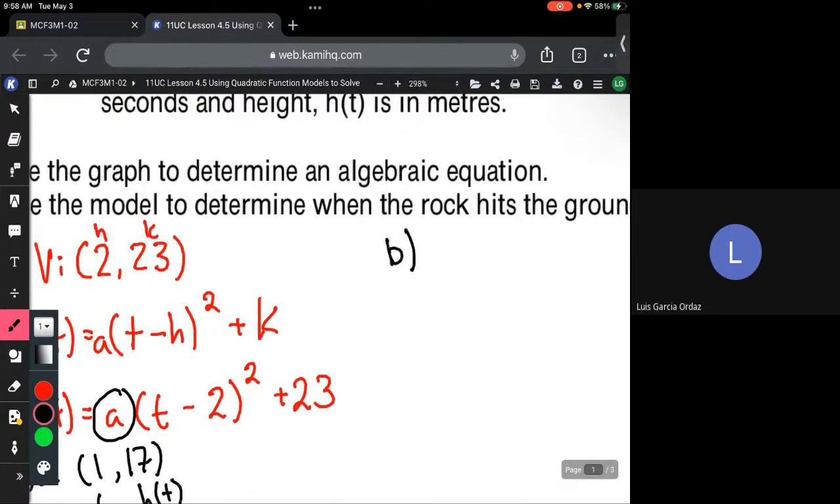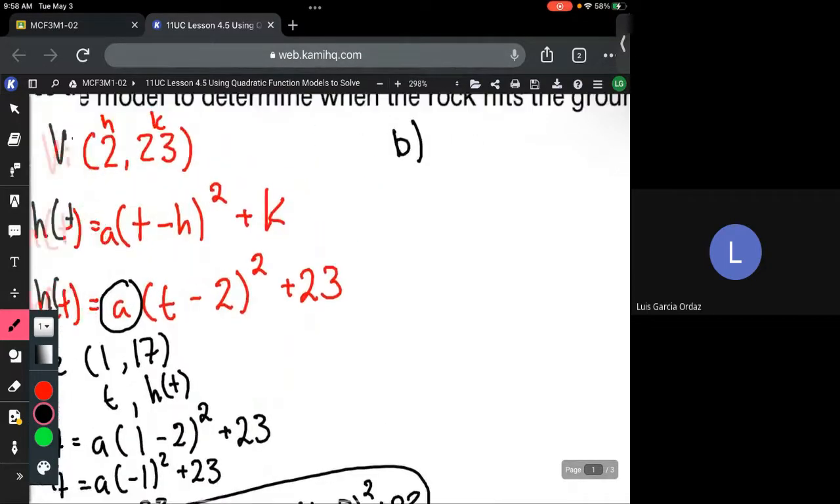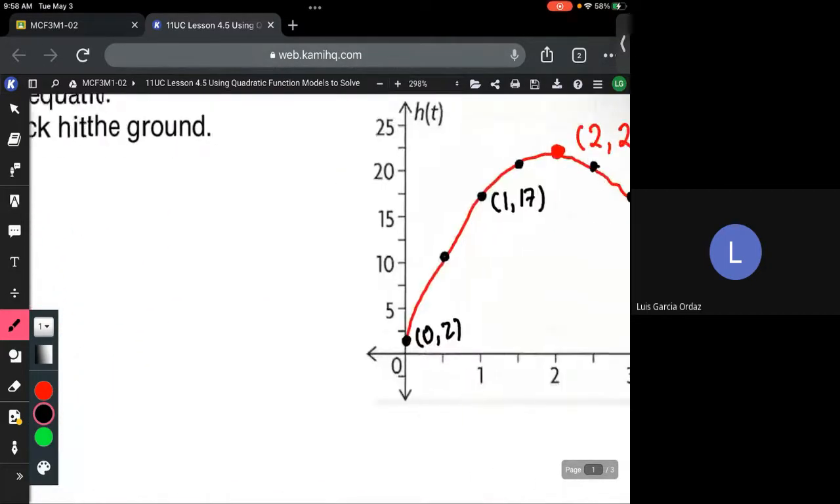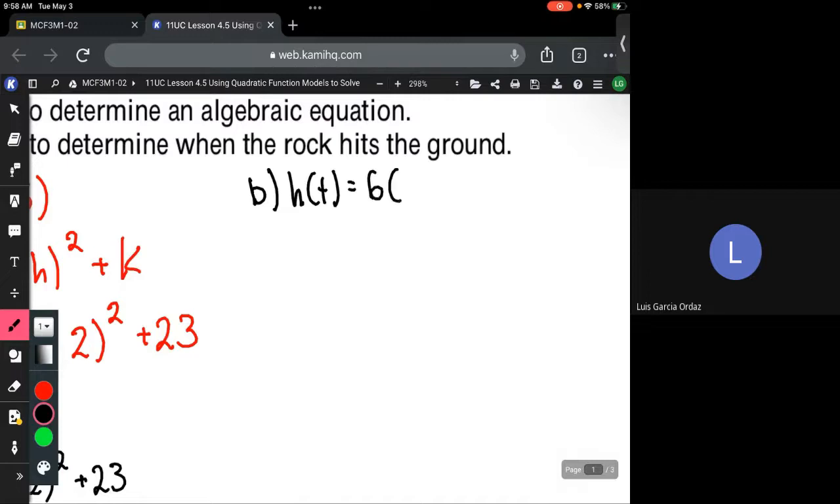So for part B, we're going to use our model or our equation to determine when the rock is going to hit the ground. So we have my vertex form, which is h of t is equal to negative 6 times t minus 2 squared plus 23. How am I going to change this into standard form? What do I have to do? Ashton?